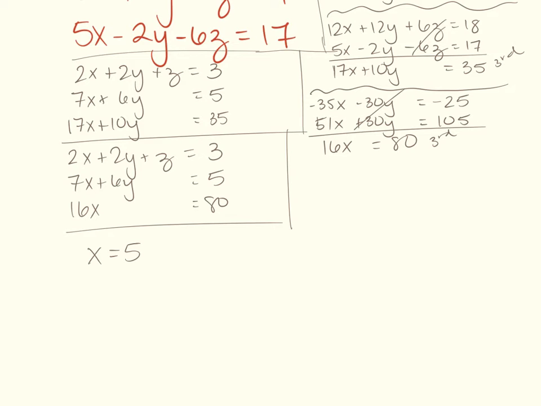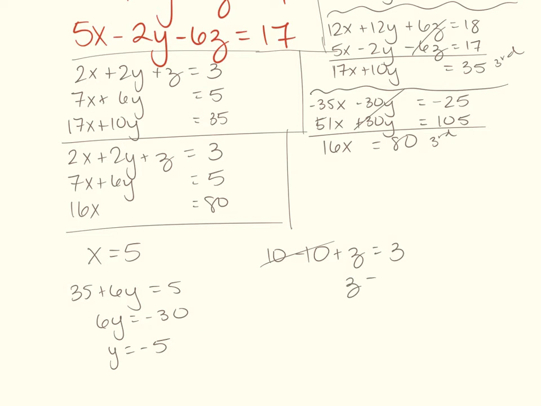I'm going to then plug that into my second equation. So I get 35 plus 6y is equal to 5. 6y is equal to negative 30. y is equal to negative 5. And then I'm going to plug in x and y into my first equation to solve for z. So I get 10 minus 10 plus z is equal to 3. The 10s cancel out, so I get z is equal to 3. So my solution is 5, negative 5, 3.